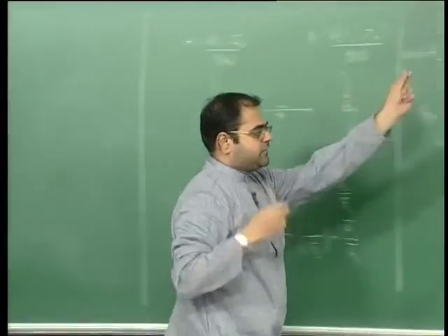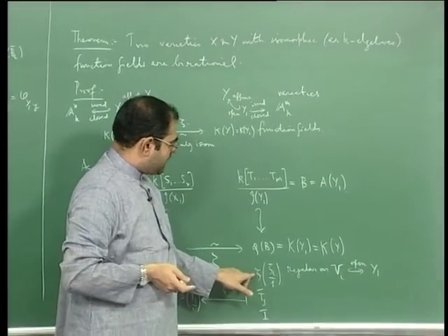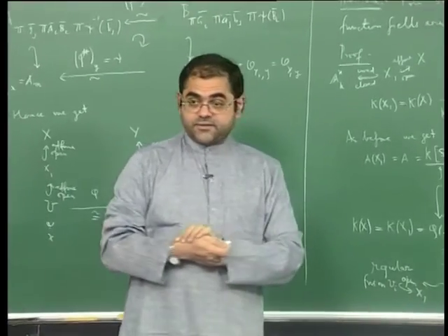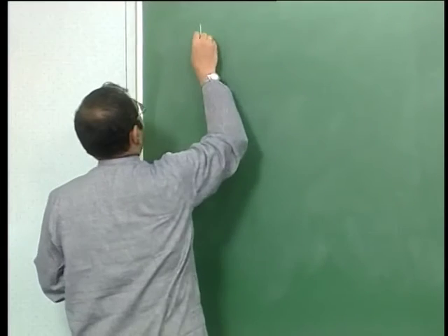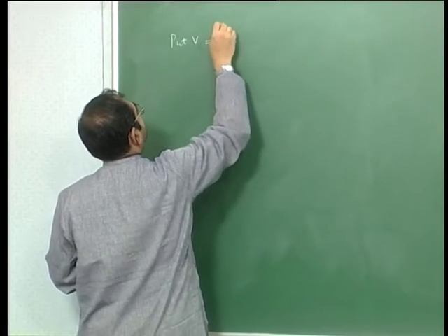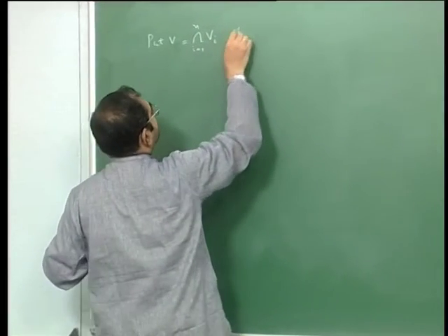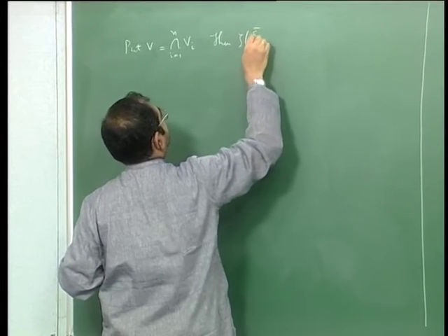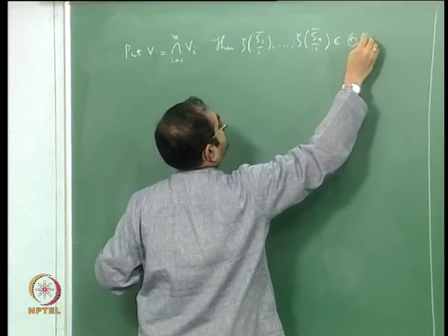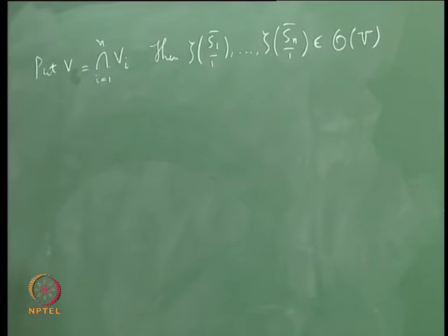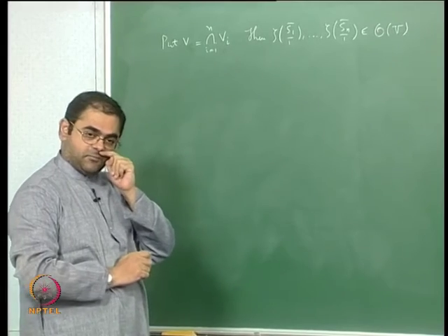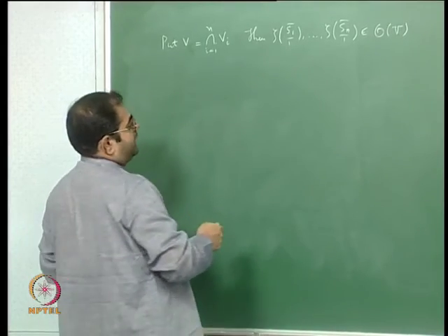So you know what you do is you do the following thing. This zeta of Si bar by 1 is a regular function on Vi for each i equal to 1 to n. Now you take the intersection of all those Vi's, put V equal to the intersection over i equal to 1 to n of Vi. Then zeta of S1 bar by 1 and so on, zeta of Sn bar by 1, are all in O V, they are all regular functions on V, because each one is regular on Vi and all of them put together are going to be regular on V.